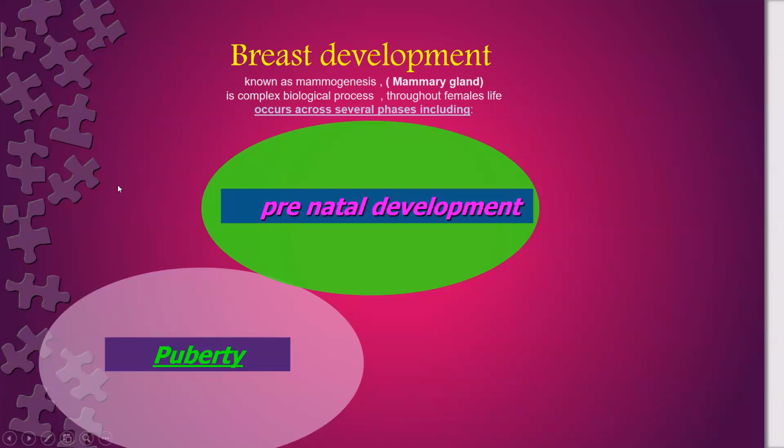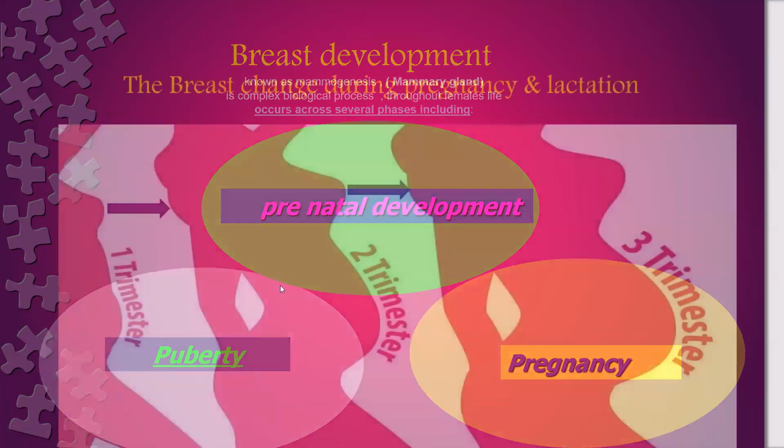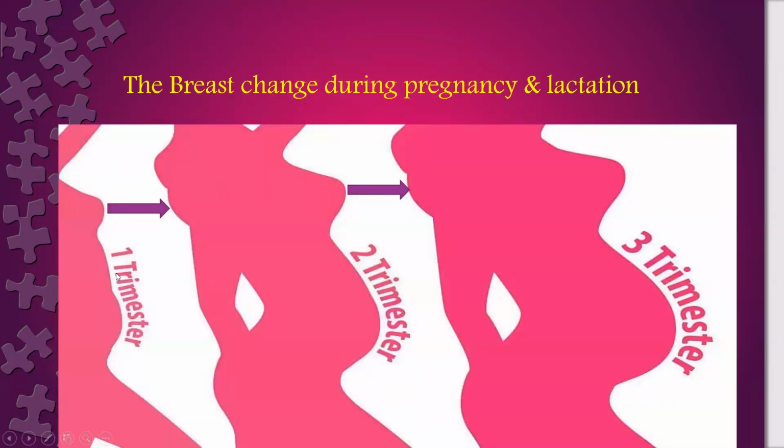Okay, so we already discussed mammogenesis during the perinatal period, and we discussed it during puberty. The remaining is pregnancy. So, first trimester, second trimester, third trimester, look at the breast following progression in pregnancy, the breast is getting larger.